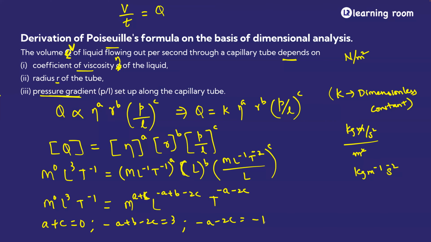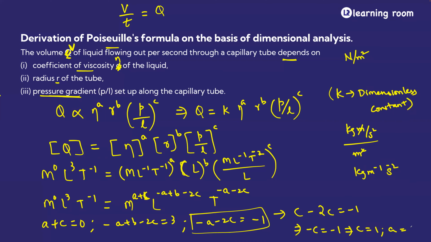So I know that A is equal to minus C. So when A is equal to minus C, or I can say minus A is equal to C. So minus A, I can replace it with C. So C minus 2C is going to be minus 1, which implies, how much is it? Minus C is equal to minus 1, or C is equal to 1. So if C is 1, what is A? So A is going to be minus 1.